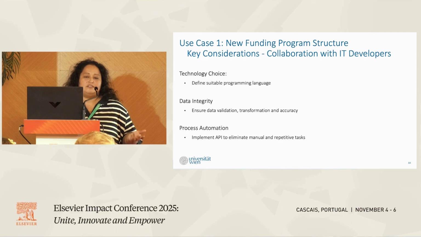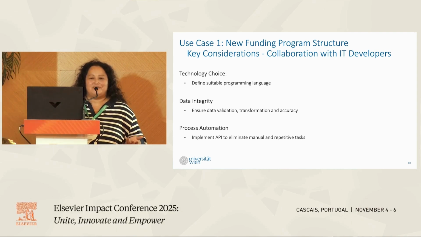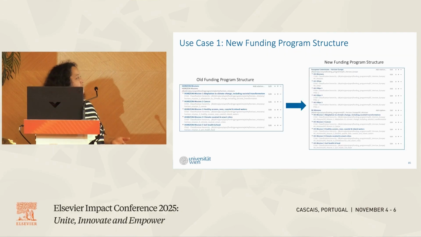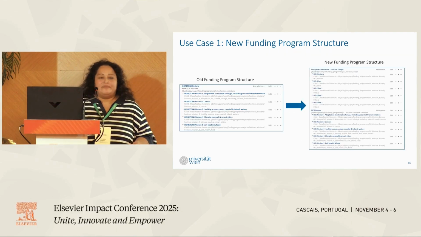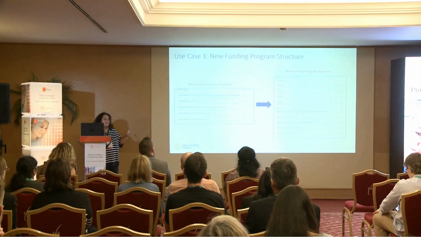We also had to ensure data validation so that we don't lose any data through this process. And we wanted to automate the process so we don't need to do a lot of work manually. Those were our goals. And on this slide, you see the classification schema at Pure.